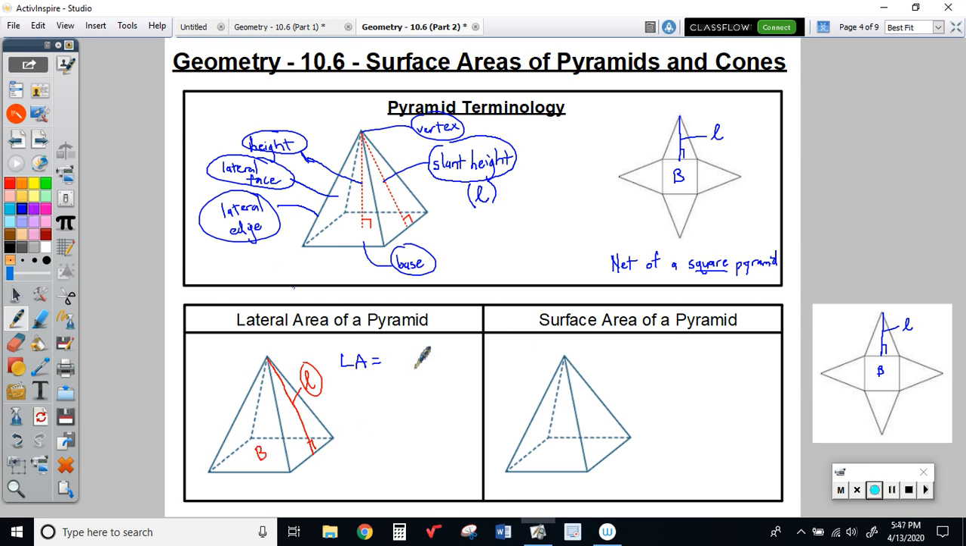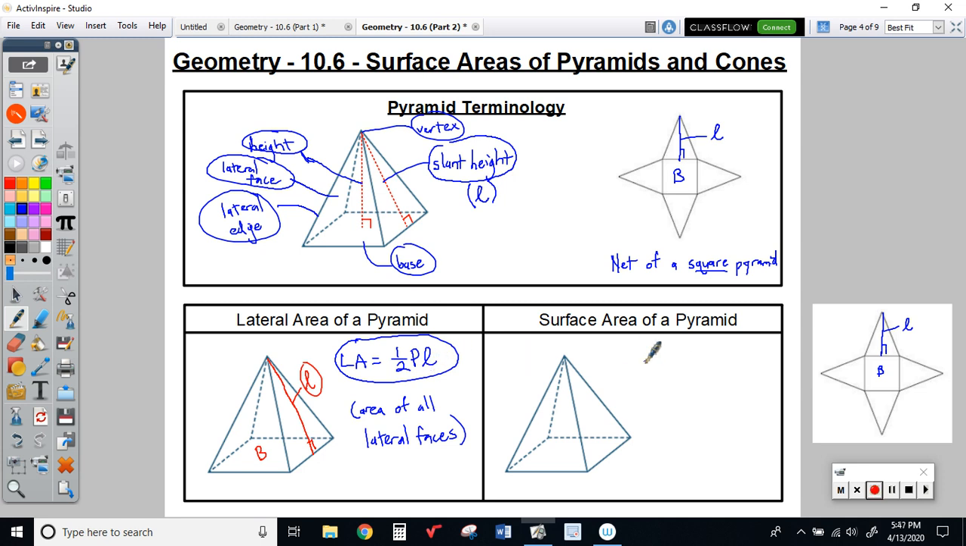The lateral area would be the area of just the 4 triangles together. So it would be 1/2 base times height for each triangle. But if you do 1/2 perimeter times slant height, that's 1/2 base times height for each triangle all together, all at once. So that is the formula that you would use here. This is the area of all lateral faces. It's all of them put together at the same time by using perimeter, capital P there.